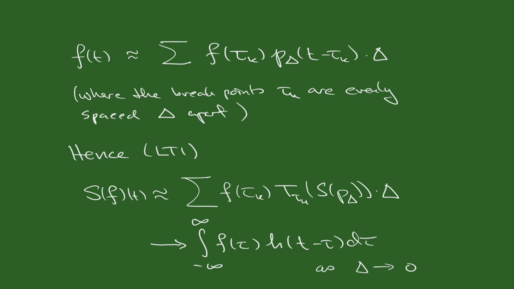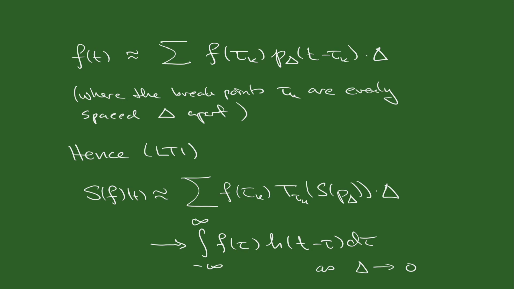So if we now plug this approximated input signal through the linear time invariant system, you will see that you will get a sum of f of tau k, which is now just a constant, and then the system responds to shifted p delta. And since we have a time invariant system, that's just a time shifted response to p delta. And if you let delta go to 0, this looks like a Riemann sum, and it will approximate or even converge to an integral as delta goes to 0.